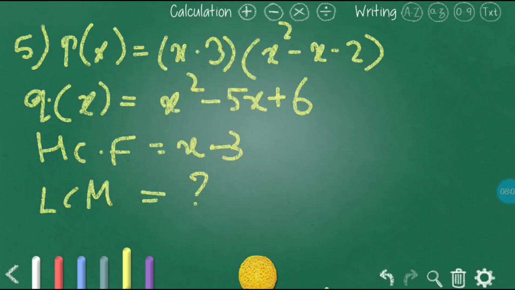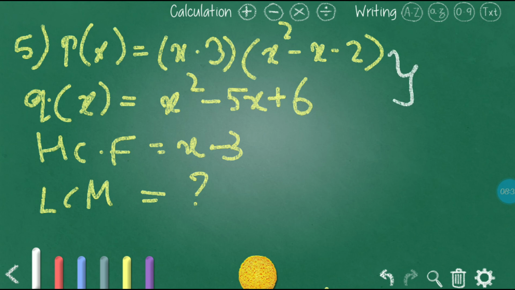Now we'll see the passage type questions. So next question, the given data is printed on the screen. The question says, if the HCF of polynomials P of x is equal to x minus 3 into x square plus x minus 2 and Q of x is equal to x square minus 5x plus 6, the HCF is x minus 3 and we have to find the LCM for it. So it's easy only, we will do that. Actually there's a formula for that.